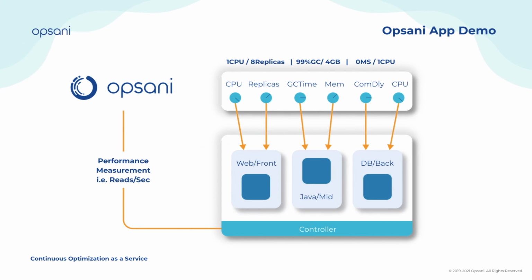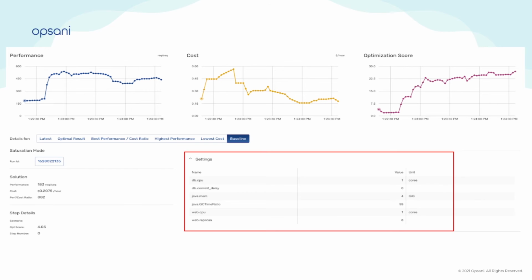If we look at a typical 3-tier web application, I have a web front end, a Java mid-tier, and a database in the back, and we have a number of parameters that can be adjusted within the stack. Here we can see the application as it was promoted to production. It had 1 CPU on the database, it had 4 gigs of heap allocated, it had a single web server CPU, and there were 8 web servers in the load balancer.